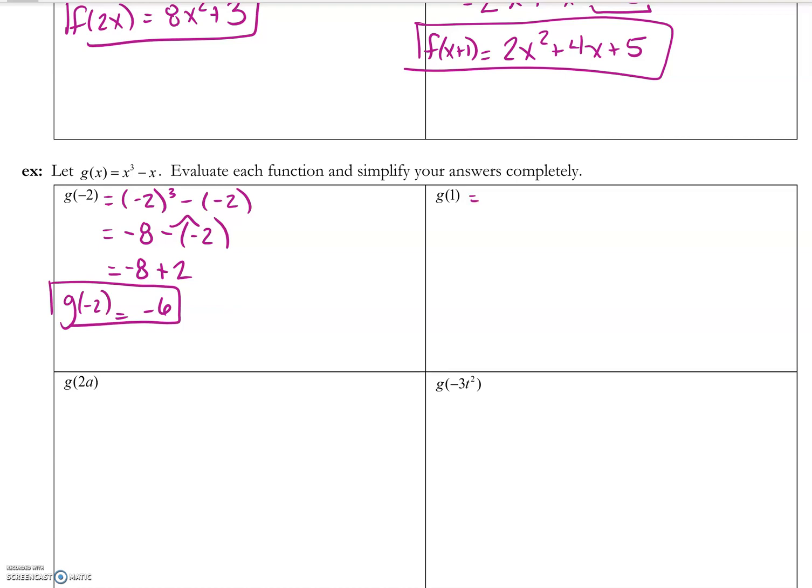For the next problem, I'm going to plug in the number 1. So 1 cubed minus 1. 1 cubed is 1 times itself 3 times, which is still 1. And 1 minus 1 is 0.